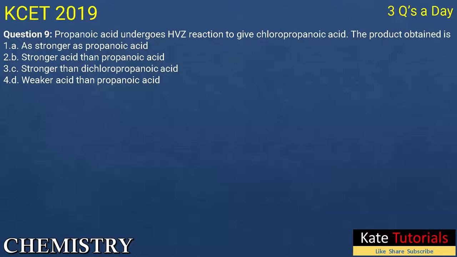Talking about question number 9. It is the HVZ reaction, which you will learn in carboxylic acids. Right. Propanoic acid undergoes HVZ reaction to give chloropropanoic acid. The product obtained is, right, unless you know the structure of propanoic acid, which is CH3, CH2, COOH. So this is propanoic acid. If I do HVZ reaction on this, in presence of chlorine, I'll get what?